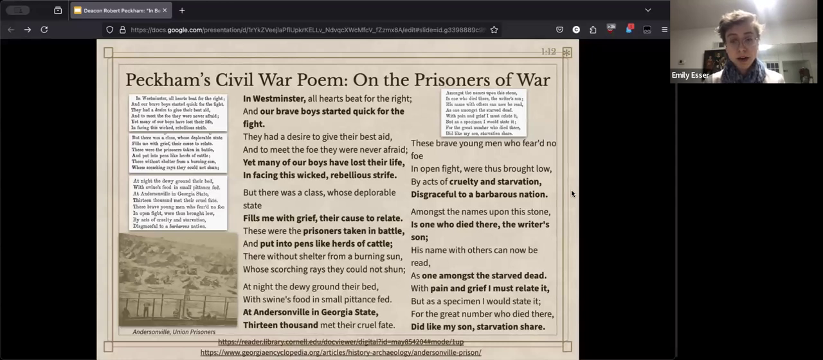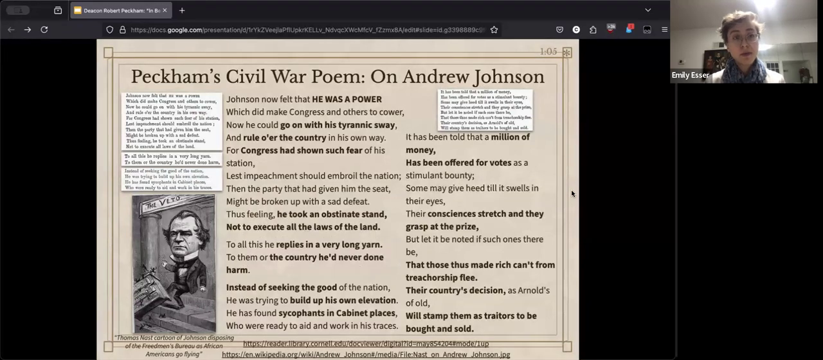And he says, amongst the names upon this stone is one who died there, the writer's son. His name with others can now be read as one amongst the starved dead. With pain and grief, I must relate it, but as a specimen, I would state it. For the great number who died there did, like my son, starvation share. He also includes a warning about the current circumstances about Andrew Johnson.